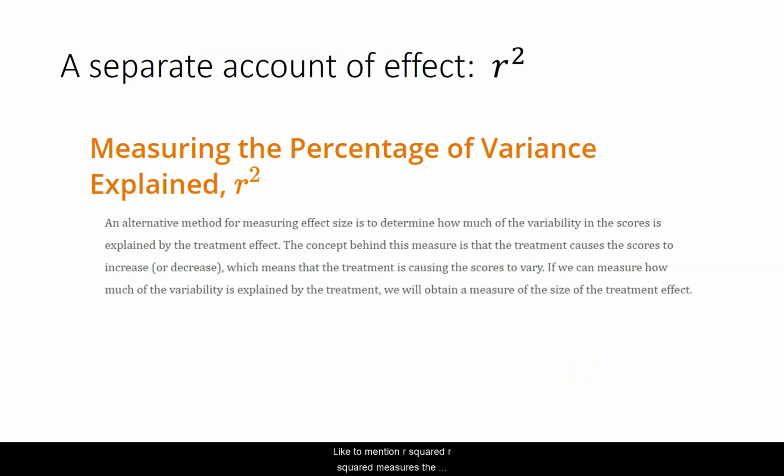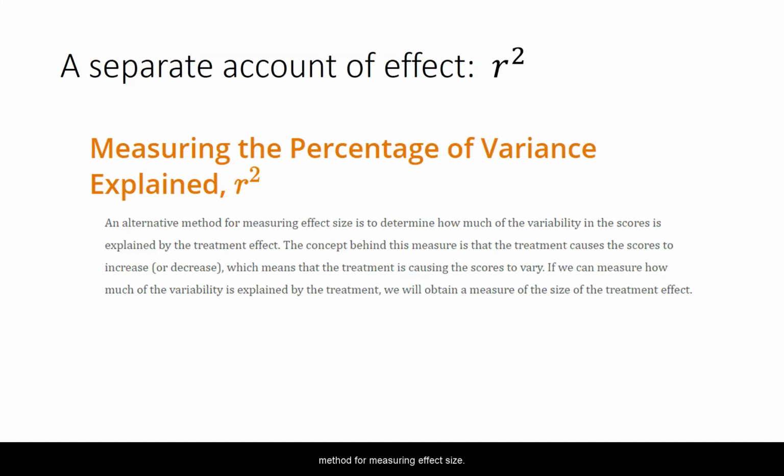I'd like to mention R squared. R squared measures the percentage of variance explained. And let me be even more specific. It measures the percentage of the variance in the dependent variable explained by the independent variable. Let me read this brief description.